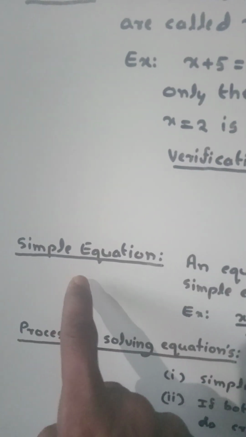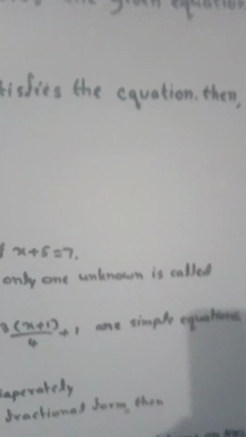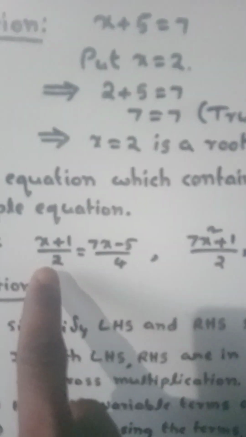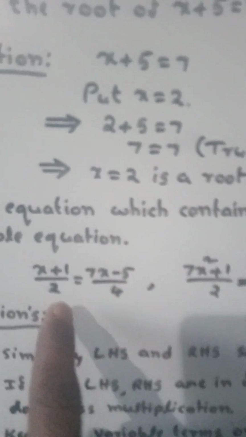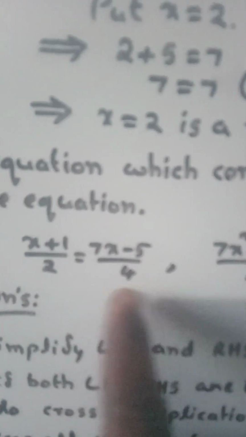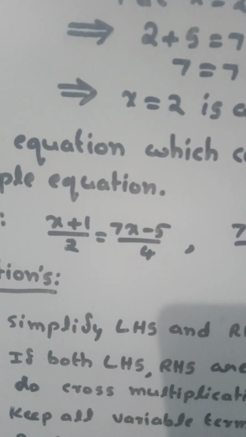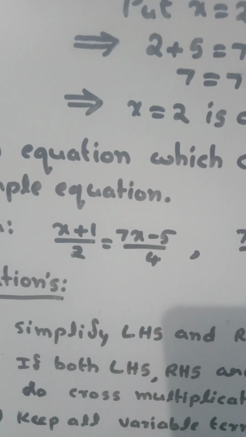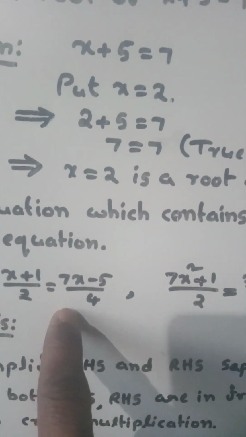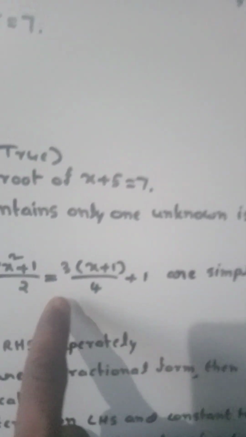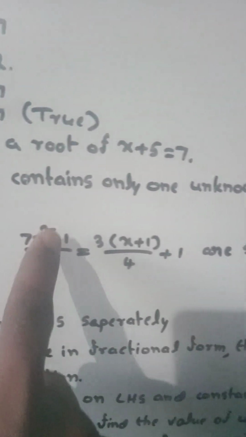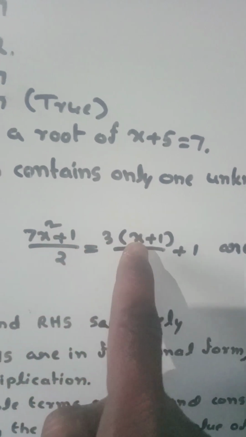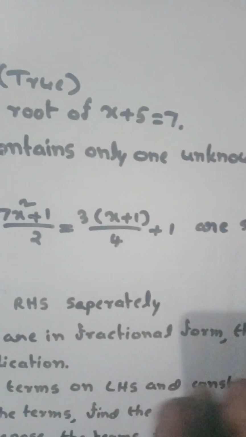Already I said a simple equation is nothing but an equation which contains only one unknown. For example, here we have one equation, x plus 1 by 2 equal to 7x minus 5 by 4. Consider both LHS and RHS: both contain the single variable x only. Other than x, we have no variables. That's why we can say it is a simple equation. Here also you can check it. This is also an example of a simple equation, but here it is a second degree simple equation, and here we used only the letter x. That's why it is a simple equation, right?